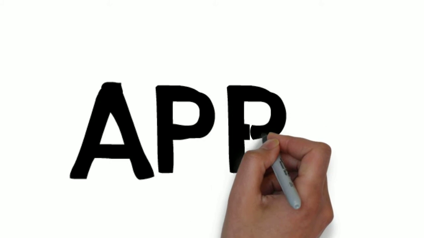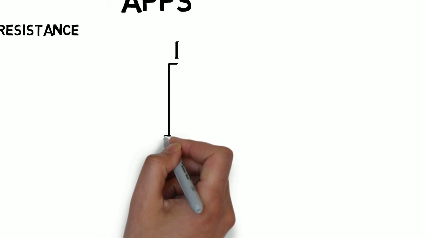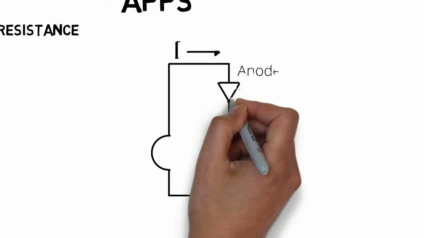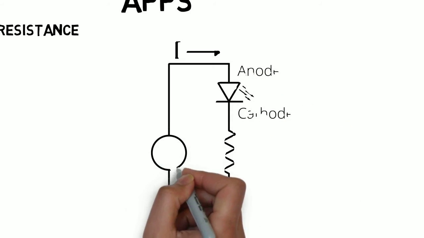So, what are the applications of a resistor? Most electronic hobbyists like me use them to sink light from LEDs. If you're wondering why, let's discuss LEDs in another video.